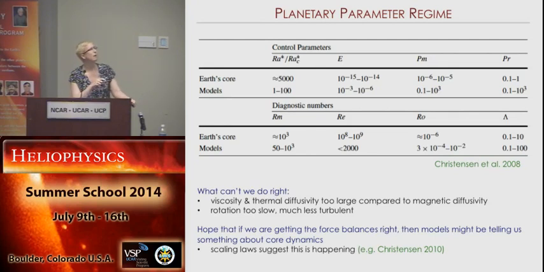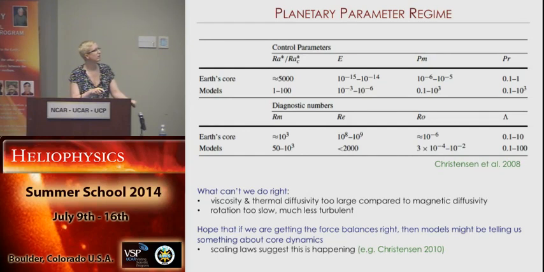So our models somehow are able to generate the right amount of field generation and the right field strength and make rotation important, but they aren't as turbulent as they should be, okay? And there isn't as much separation of scale between the fluid motions and, say, the magnetic field generation and the thermal perturbations as there should be inside models, okay? What we hope is that if we're getting the force balances right, so if viscosity is still not influencing things too much, things like that, then maybe our models are telling us something about what's going on in core dynamics.